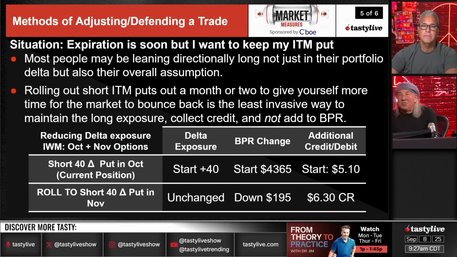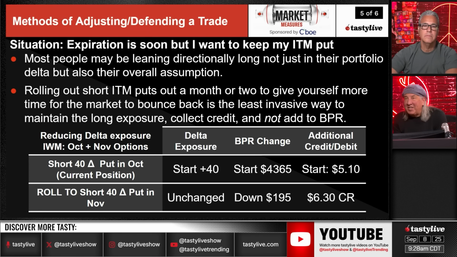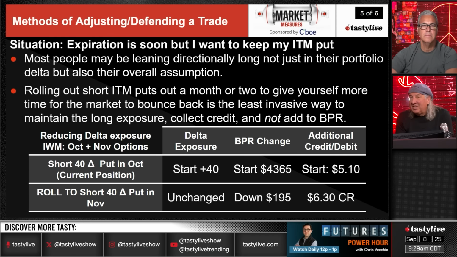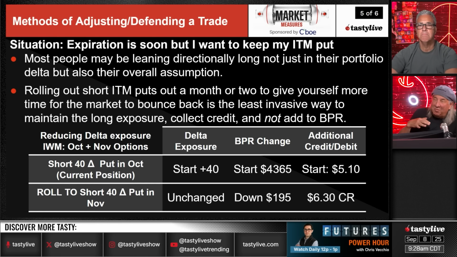So situation number 3, expiration is too soon, but I want to keep my in the money put. Most people may be leaning directionally long, not just in their portfolio delta, but also in their overall assumption. So rolling the short in the money put out a month or two to give yourself more time is the least invasive way to maintain long exposure, collect credit, and not add to your buying power reduction. That's right. It'll reduce your risk by 25 to 30% is the bottom line. It'll reduce your delta, and it will just give you more time to be right.